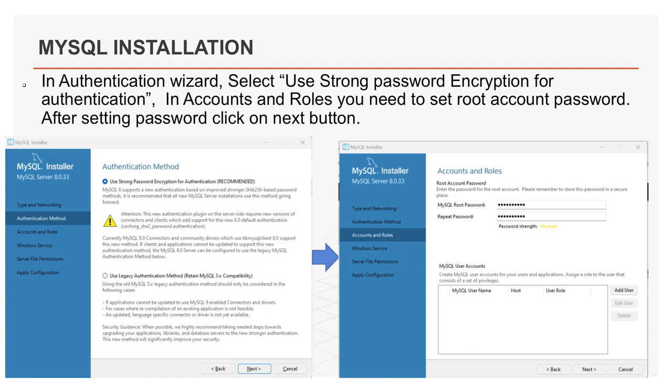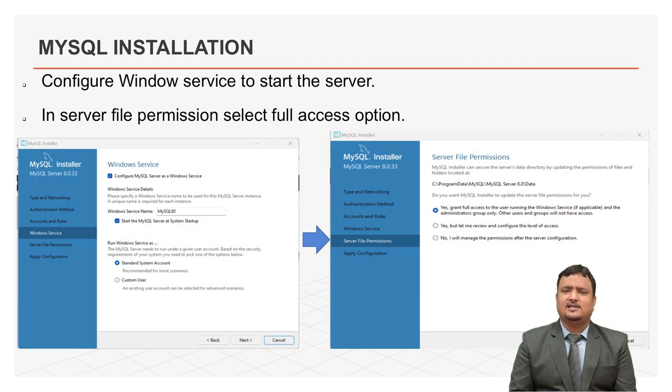Now, this is a new wizard, and this is the accounts and roles wizard. In this wizard, the user needs to set the root account password. You can add a user from this screen also. After setting the password, click on the next button to continue. Now, this is a new wizard. This is the Windows service wizard. From this wizard, you can configure the Windows service to start the server. Keep the default setup as on the page. After this, click on the next button to continue.